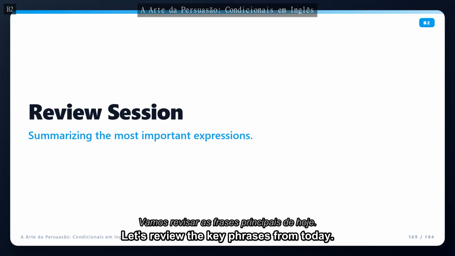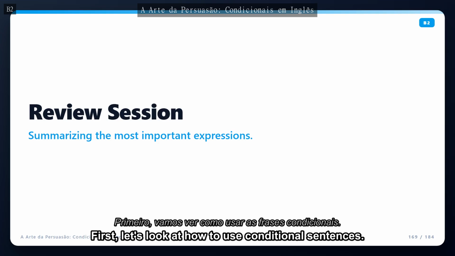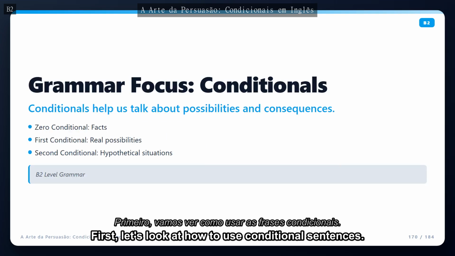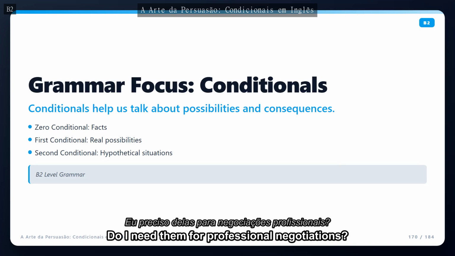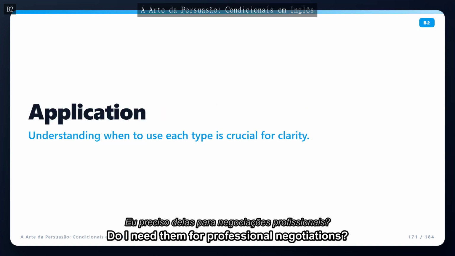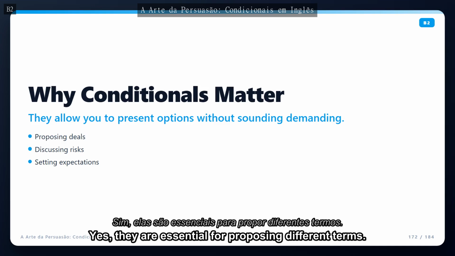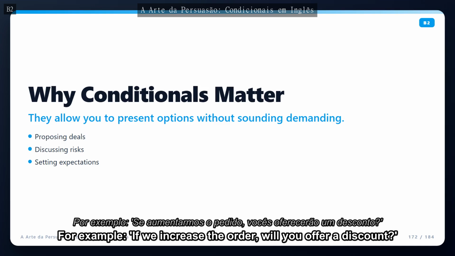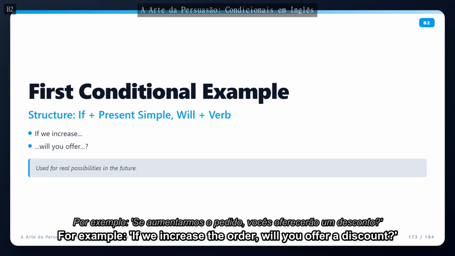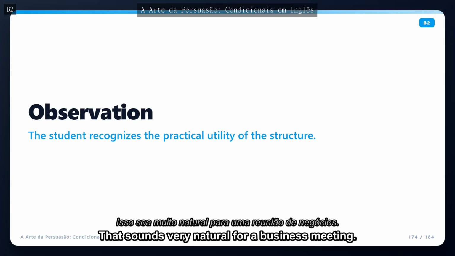Let's review the key phrases from today. First, let's look at how to use conditional sentences. Do I need them for professional negotiations? Yes, they are essential for proposing different terms. For example, if we increase the order, will you offer a discount? That sounds very natural for a business meeting.